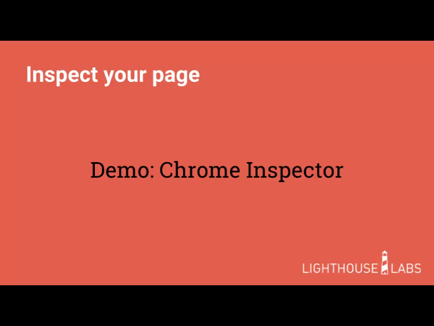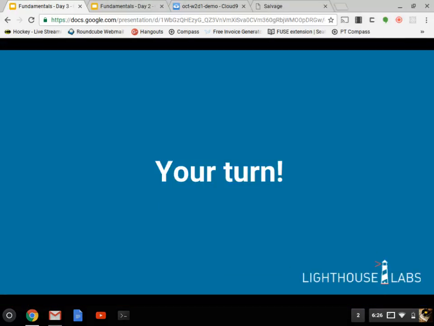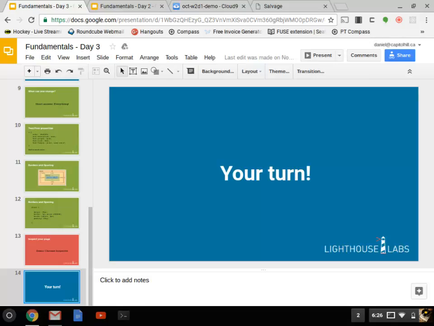All right, so we're doing the Chrome Inspector, and there we go. All right, so before we do the demo, any questions about that? Now, here's a question for you. We're talking about HTML attributes. What is the parallel in CSS? What do we call those?